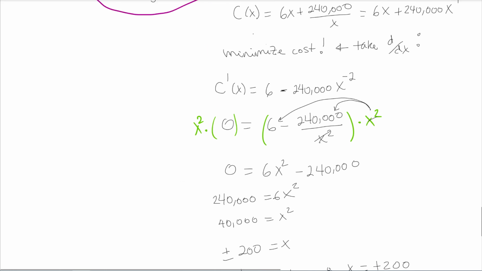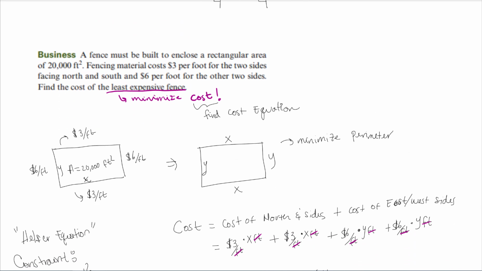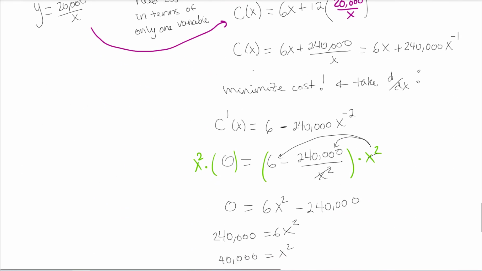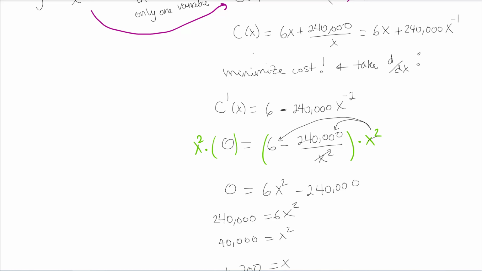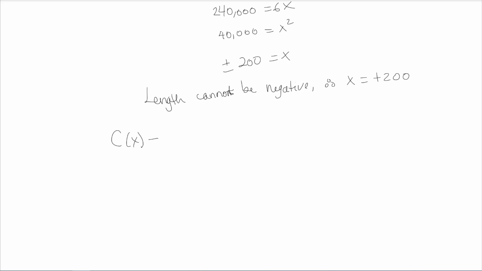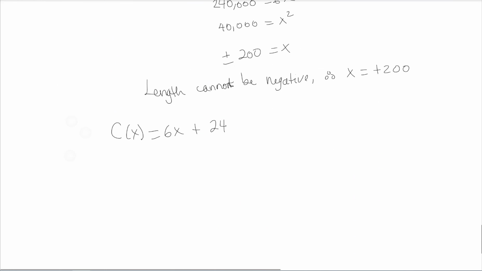So what's y? Well, let's go back to the question. What were we asked to find? We were asked to find the cost of the least expensive fence. So it's not asking me to find the dimensions of the rectangular area that's going to use the least amount of fencing. It's actually asking me to just find the least expensive fence. So find the cost. So my cost equation is over here. So let's go to it. So let me rewrite it. C of x was 6x plus 240,000 divided by x.